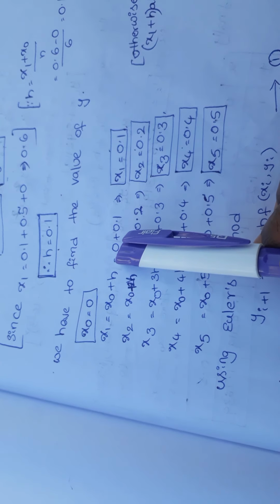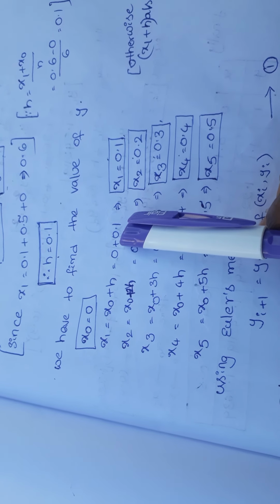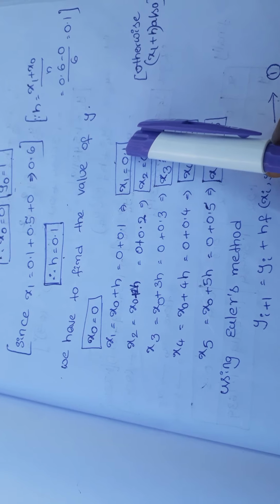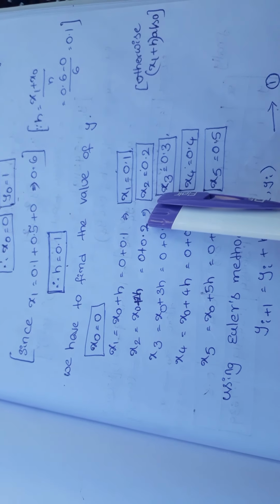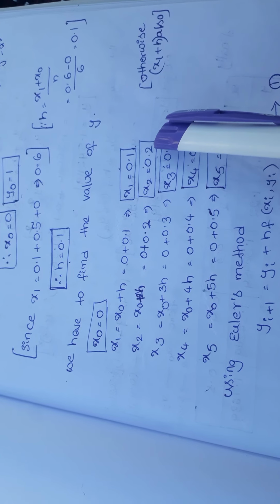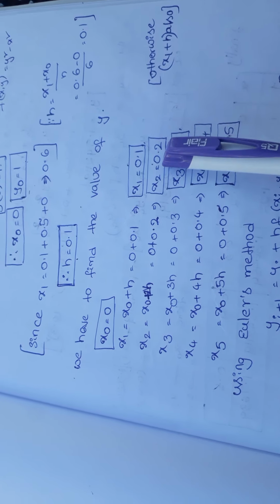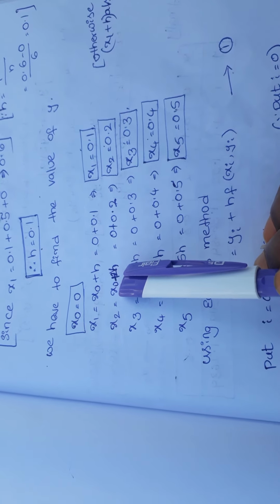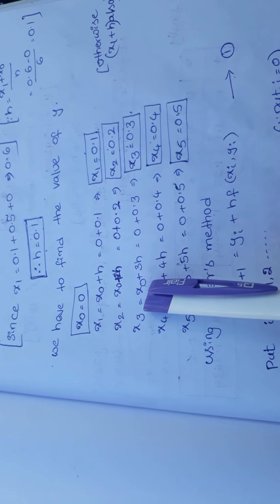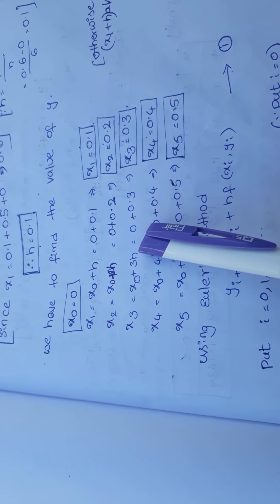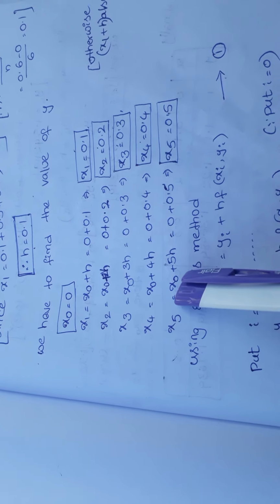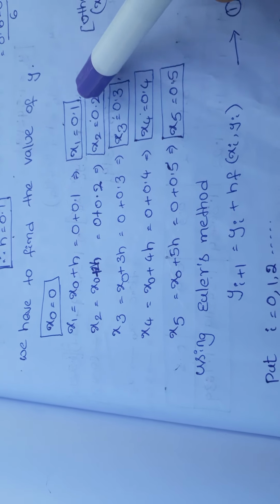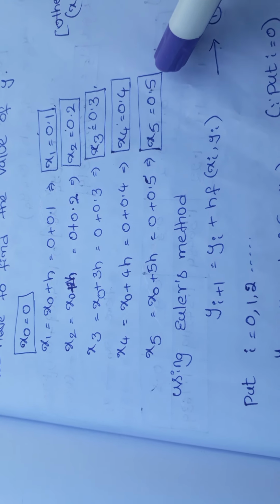Okay, x1 is equal to x naught plus h, 0 plus 0.1, that is 0.1. x2 is equal to x naught plus 2h, 0 plus 0.2, x2 is equal to 0.2, like that. Otherwise, x2 is equal to x1 plus h, x3 is equal to x2 plus h. Using that formula also we can find the x1, x2, x3, x4, x5 values. So we get x1, x2, x3, x4, x5.